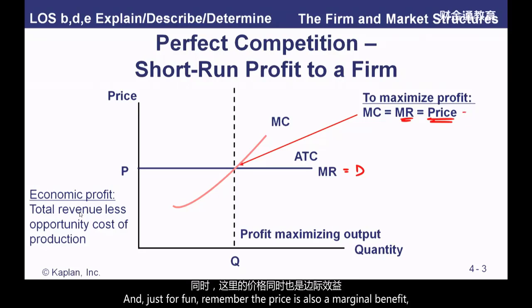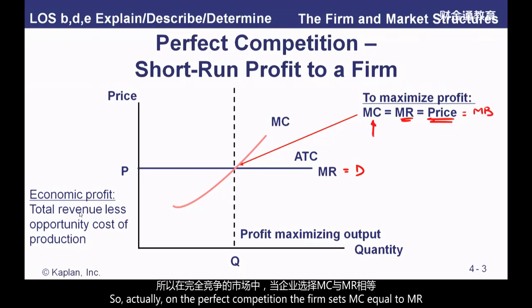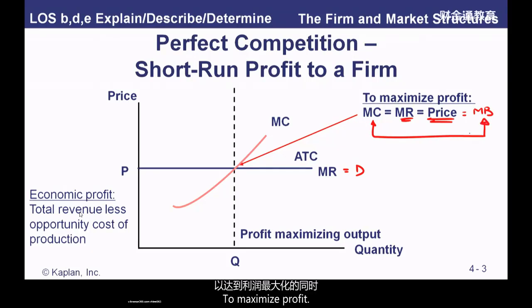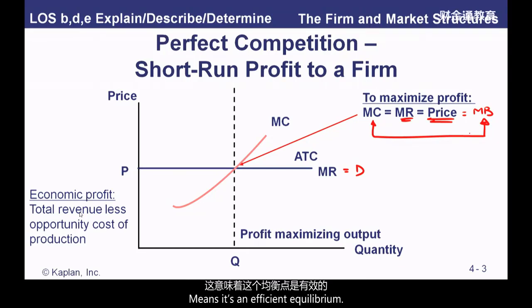And just for fun, remember the price is also the marginal benefit. So actually, under perfect competition, when the firm sets MC to MR to maximize profit, it also is setting MC equal to MB, marginal cost equal to marginal benefit, which means it's an efficient equilibrium. That's what we'll produce, P, and hence the equilibrium quantity Q.